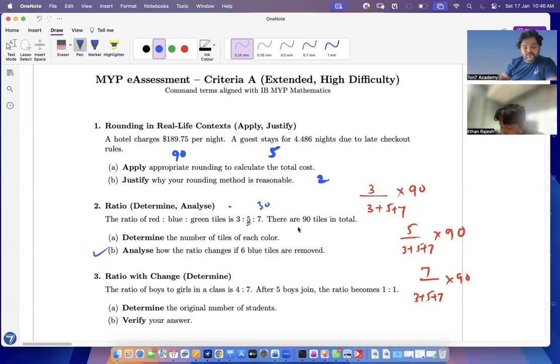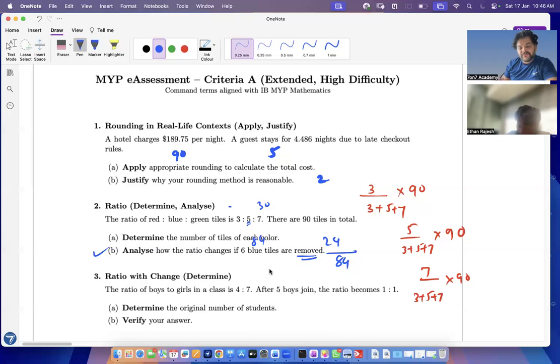So when you remove 6 blue tiles, you remove from the total also and from the blue tiles also. Agree? Then you can recalculate the ratio of blue tiles. If the total is 90, you remove 6, then you get 84. Blue were 30, now new blue tiles are 24, as you remove 6 from here. Understand? So that would give you the percentage of the blue tiles you have. You can write, out of 84, 24 are blue, so you can find out the ratio of it.